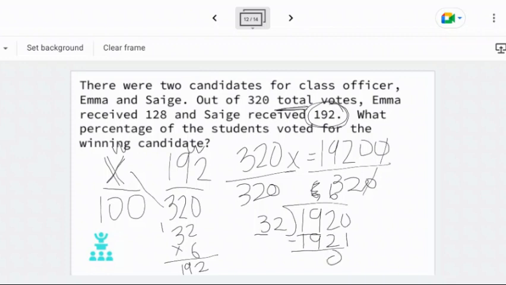Subtract, get 0, bring down a 0. 32 goes into 0, 0 times. So if we think of this, right? What percent of the votes did she get? She got 60. And because it's this portion we're missing, we got to make sure we put our percent sign. So hopefully that's what you got.